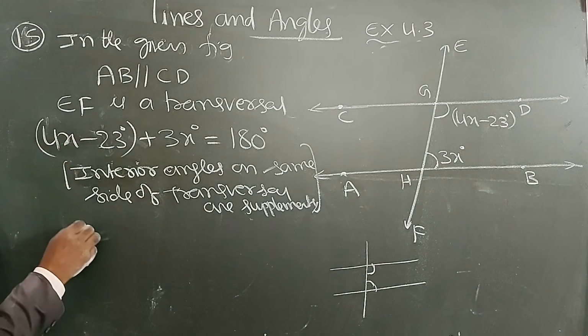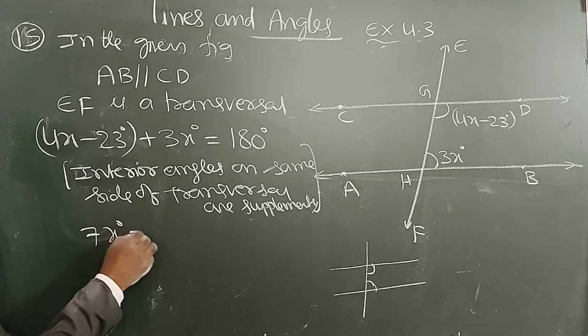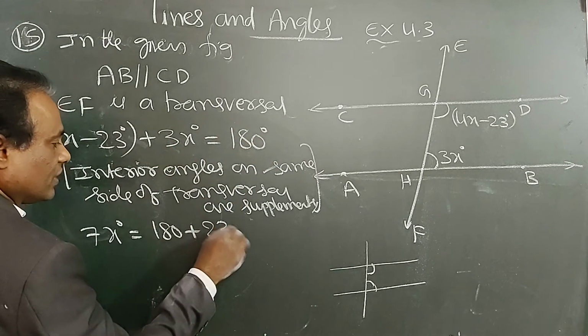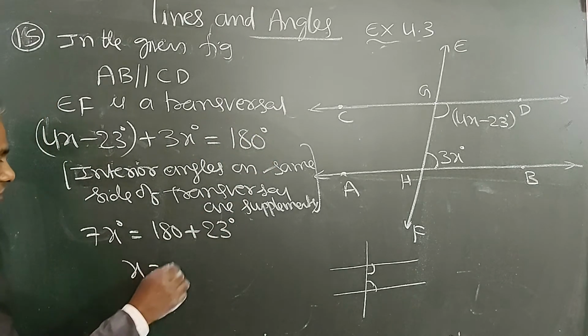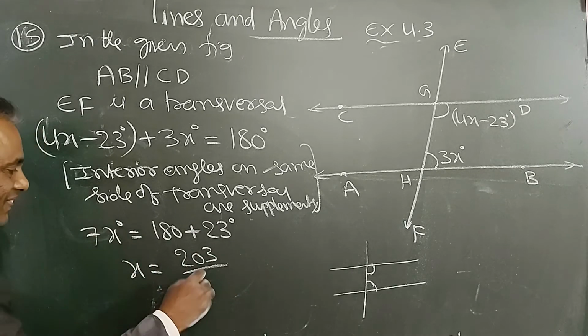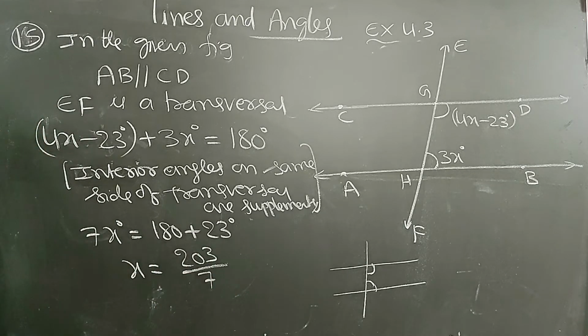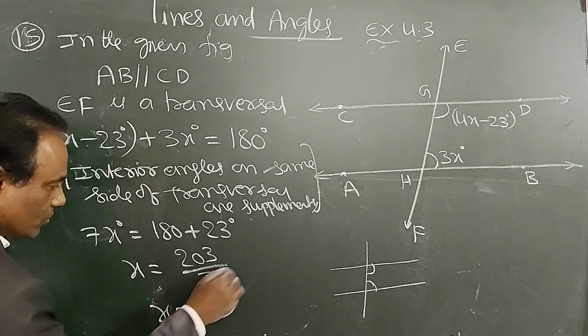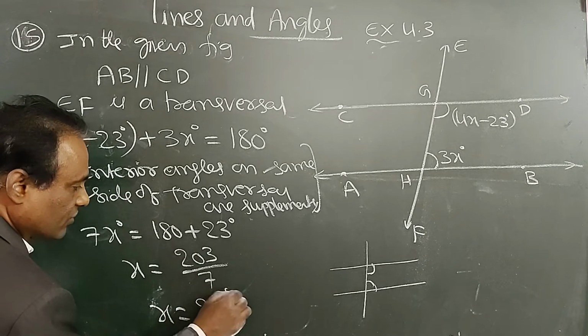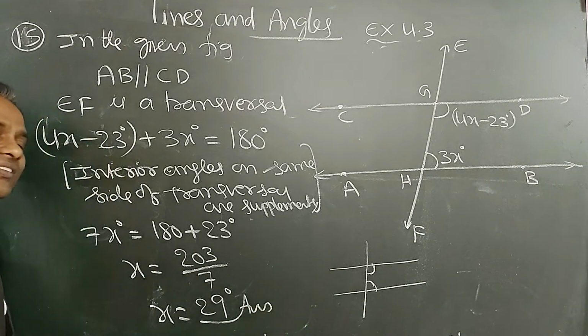So 3x plus 4x is 7x, equal to 180 plus 23, moving minus 23 to that side. x is equal to 180 plus 23, which is 203, divided by 7. So x is equal to 29 degrees. 7 twos are 14, 7 nines are 63. Answer: 29 degrees. Right.